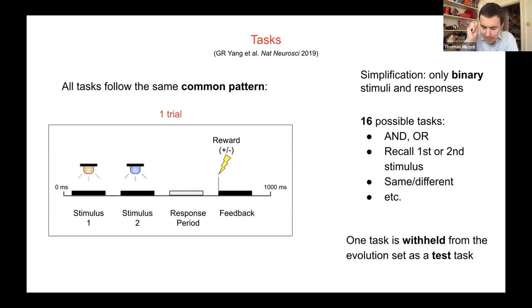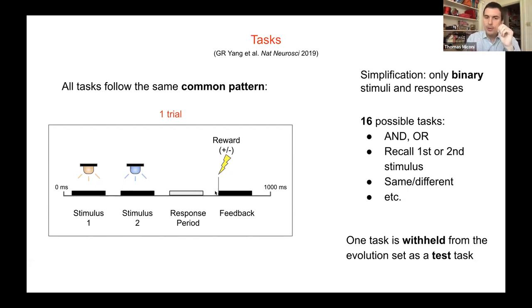Now, if we want to evolve an agent to be able to learn novel tasks, we need a set of tasks to evolve over. So how are we going to find a sizable set of meta-learning tasks, of learning-to-learn tasks? For that, we turn to a framework from computational neuroscience, the framework of Yang and colleagues, who implemented a lot of tasks from the neuroscience literature, from actual animal training literature, in a common framework where all the tasks can be implemented more or less in the same manner. That is, all tasks follow the same common pattern, where each trial follows the same procedure. For each trial, you first show one stimulus, then there is a delay, then you show a second stimulus, again a delay, and then there is a response period during which you record the response of the network.